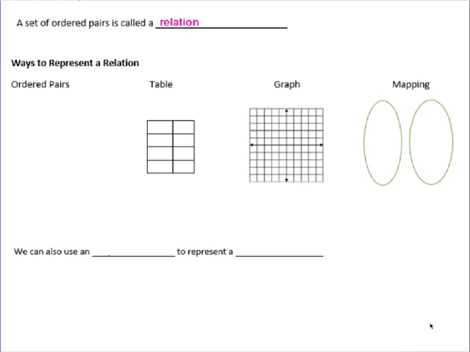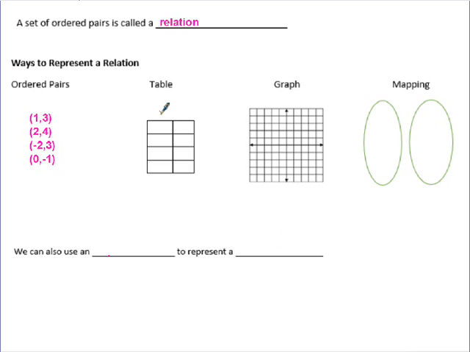So a relation is just a set of ordered pairs. Anytime we have more than one ordered pair, that becomes a relation. And we have 4 different ways that we can represent a relation. It's a set of ordered pairs, so of course we can represent it with ordered pairs. So I just came up with 4 ordered pairs here that are my relation. We can also write these ordered pairs in a table. We can plot these ordered pairs on a graph, and we can put them in what's called a mapping.